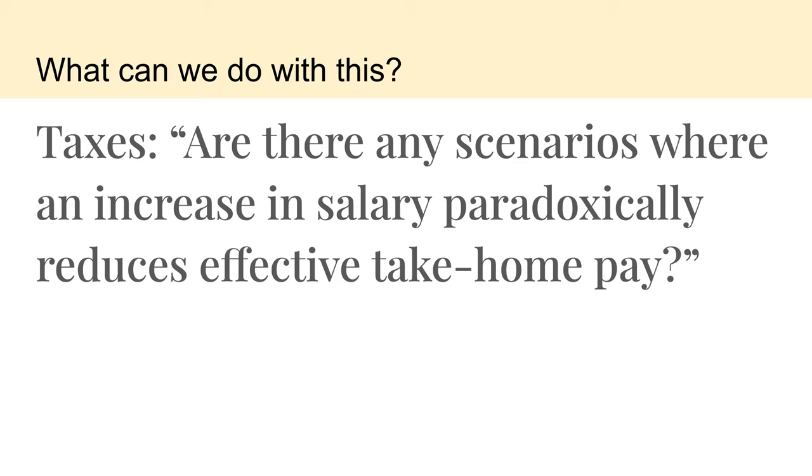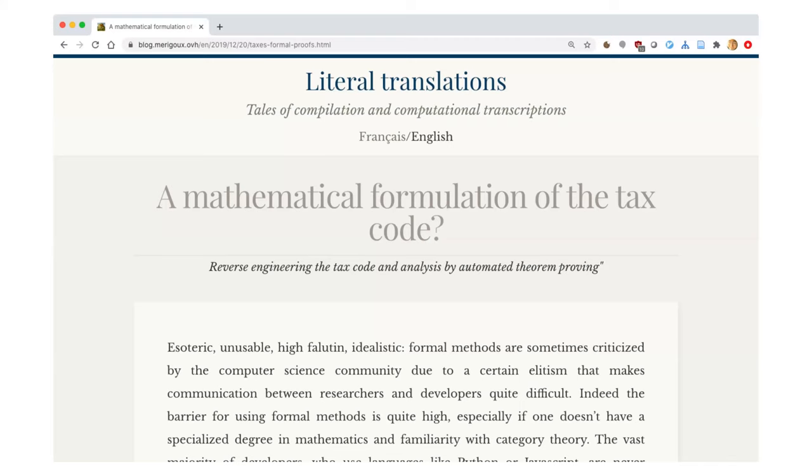Another example from the world of tax is, suppose you say, okay, here's the tax code that applies to humans. Let's research this and find out, are there any scenarios where if my salary goes up, like I get a raise at work, paradoxically, my effective take-home pay actually goes down, right? And if you are a computer scientist, you are thinking about this as, oh, this is a monotonicity problem, right? If your salary goes up, then your take-home pay should also go up monotonically. And it turns out that you can use formal methods to answer this question.